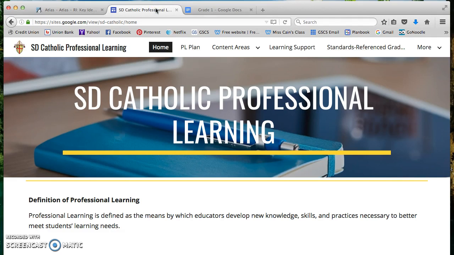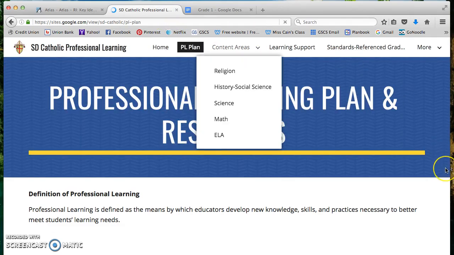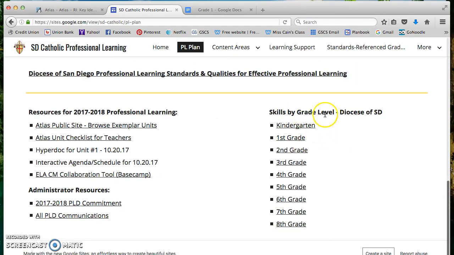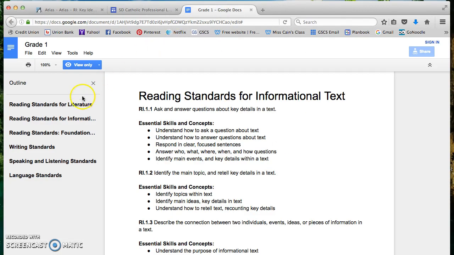So I went to our professional learning website, clicked on PL Plan. I scrolled down to skills by grade level, clicked on first grade, and then I picked the strand I was going to be working on, which is reading informational text. It's broken up by standard, so I looked for all the standards I'd clicked in the standards section of my unit, and I read through the essential skills and concepts that they have listed in this skills bank.